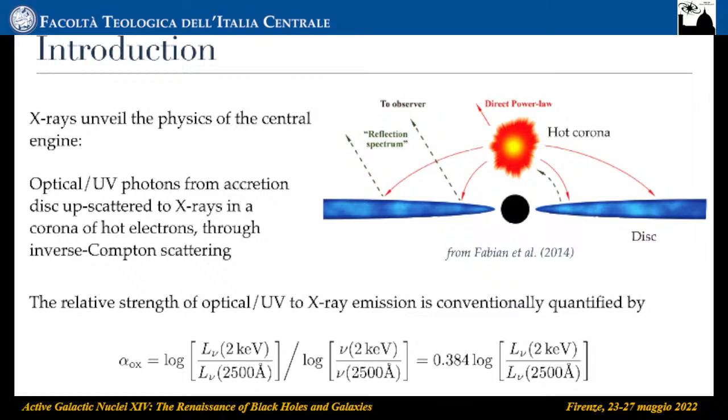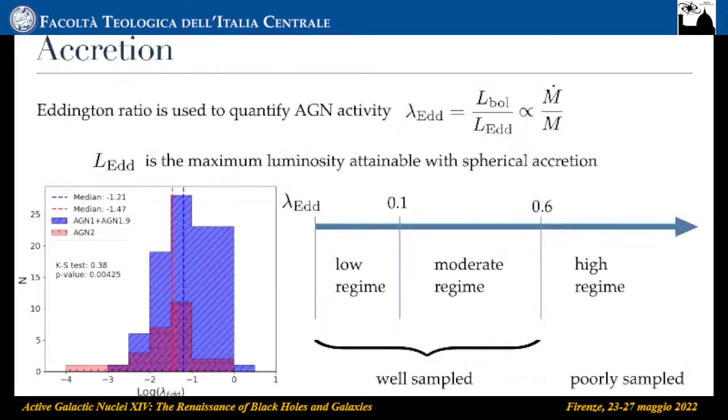Usually, the way we quantify the relative strength between the optical UV and X-ray emission is by means of the alpha-OX parameter. On the other hand, the way we quantify the AGN accretion activity is by means of the Eddington ratio parameter. Though this classification here on the right may appear somewhat arbitrary in terms of those values, and indeed it is, there is no doubt that so far much more attention, as you can see from the plot, has been given to AGN accreting in the low and moderate regimes.